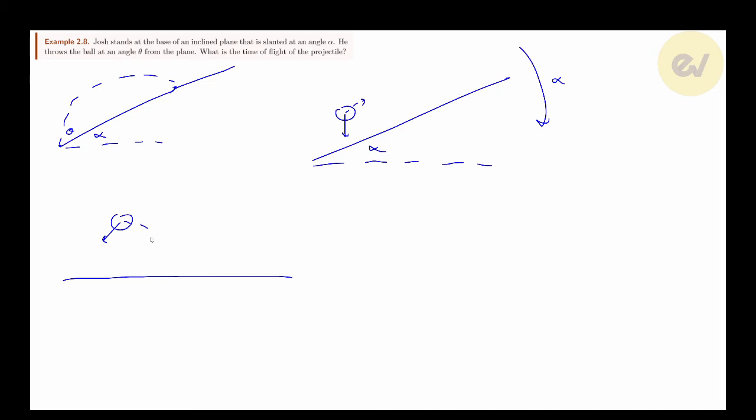Now, we can think of this in terms of the components, right? We can think of this in terms of the components parallel to the plane and perpendicular to the plane. And this is actually a very common trick in inclined plane problems. Instead of viewing this problem with a coordinate system with your components being x and y, you might analyze it with components parallel and perpendicular to the plane.